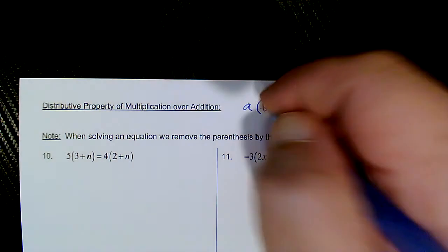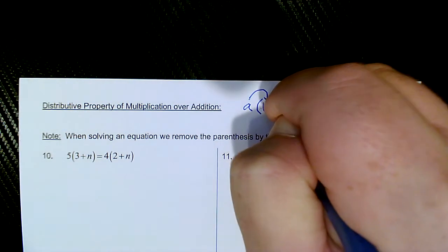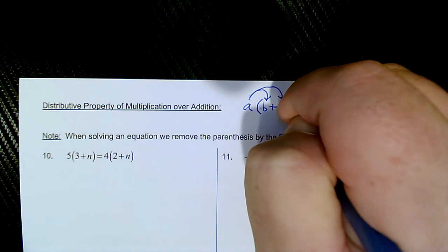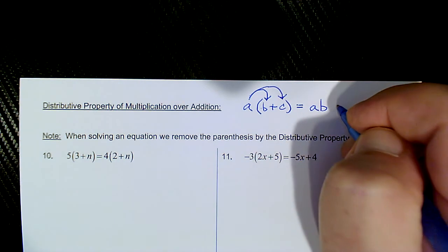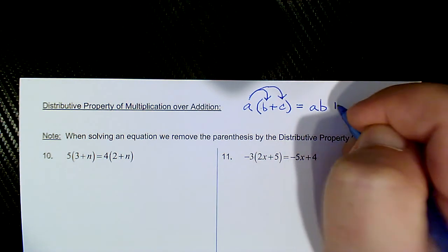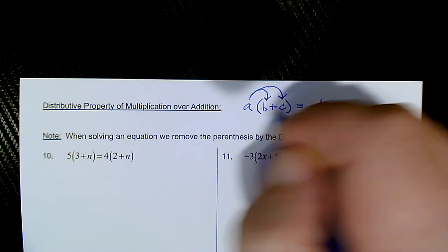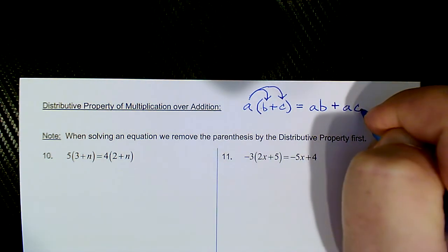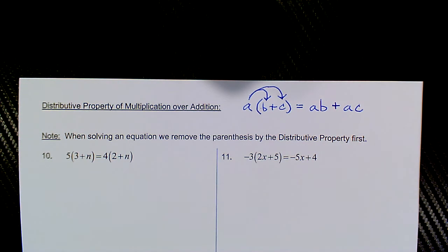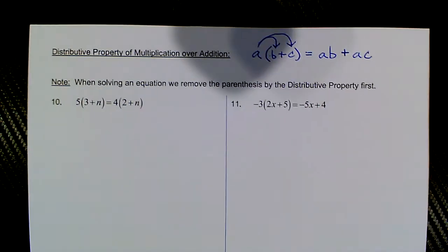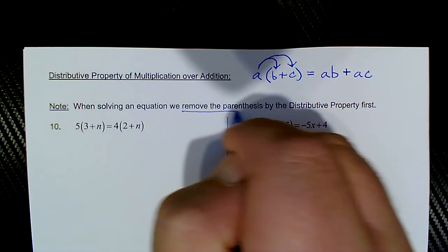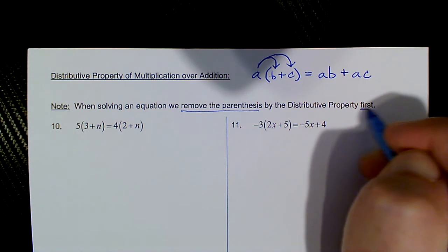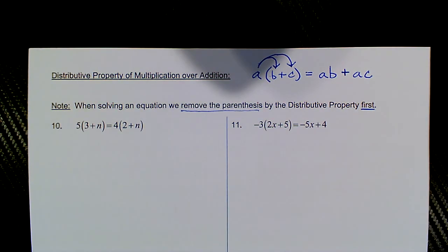Most people will use these little arrows to indicate the distribution. So A is distributed to the B, so that becomes A times B, or just AB. And then over the addition, A is distributed to the C, and that becomes A times C, or just AC. So that's our distributive property. And if we're solving any equation, that's how we remove the parentheses, by the distributive property first. That's the first thing you do. You see a set of parentheses, you have to get rid of them, and that's by the distributive property.